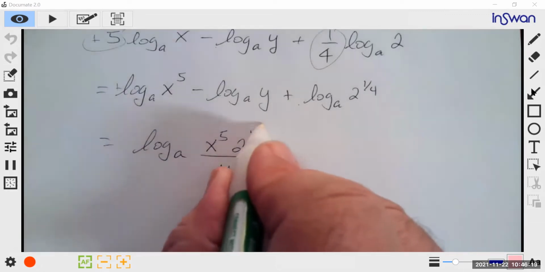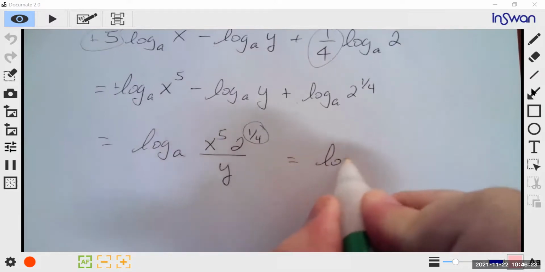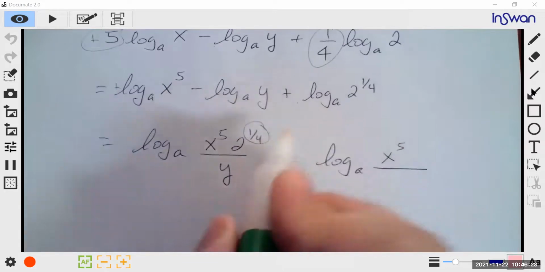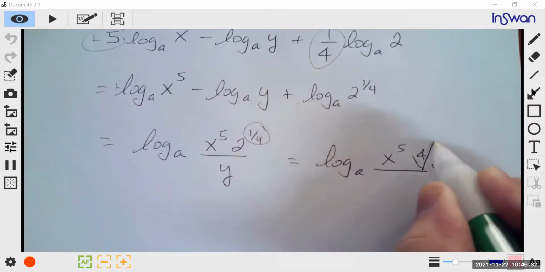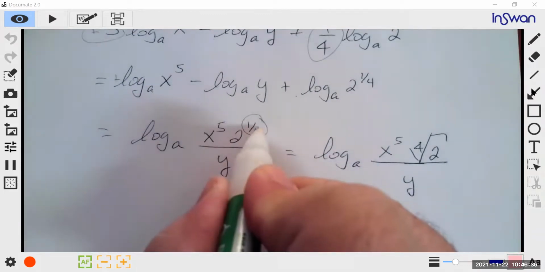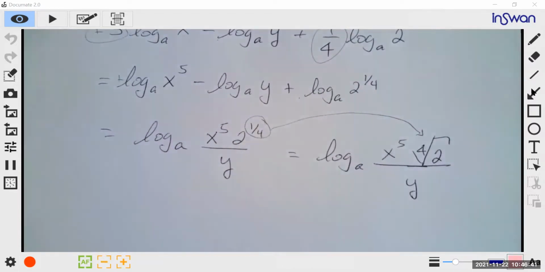The only thing we can do is this exponent. Since it's a fraction exponent, it means it's the 4th root of 2. If you have a fraction exponent, whatever's on the bottom goes inside the root. And there's your answer.